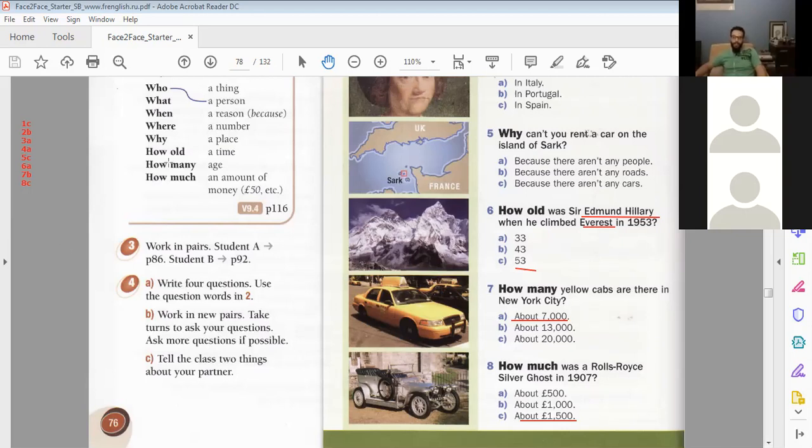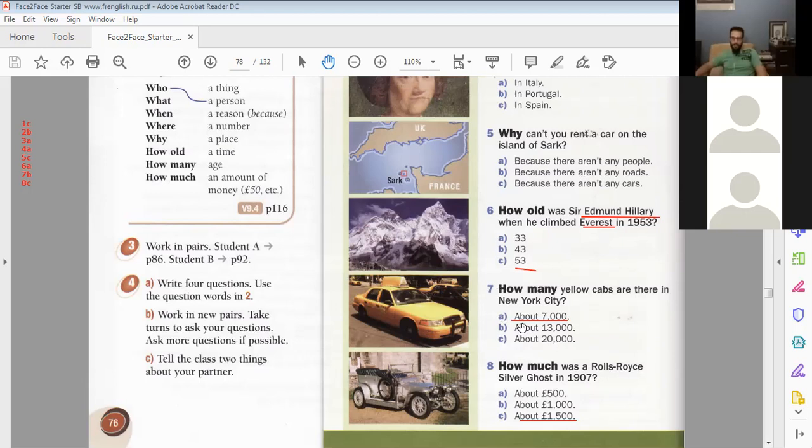Okay. And you see how old he was? It's 53. Yes. So he was a bit old, right? Meaning he wasn't young when he climbed, he was older. He was older and he succeeded. Yes. Okay. Now number 7.